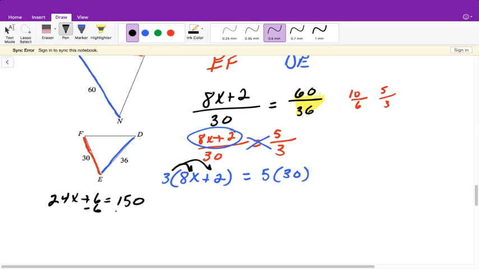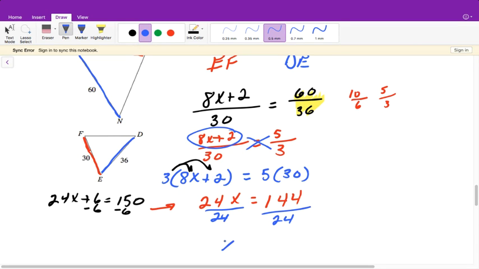All right, then we will subtract the 6 from both sides. So I will then get 24x is equal to 144. And then I will do both sides divided by 24. So divide this by 24 and divide this by 24. So x is then equal to 6. Right, and then we're done.